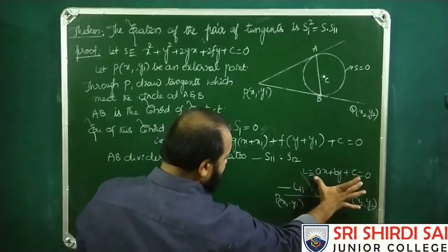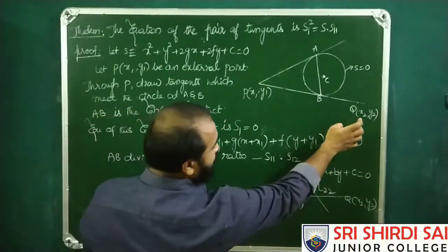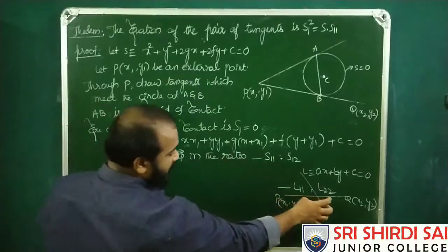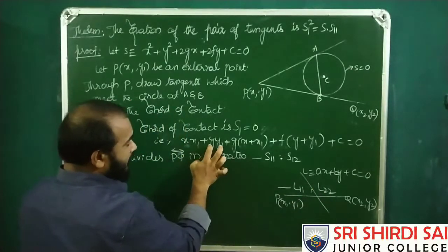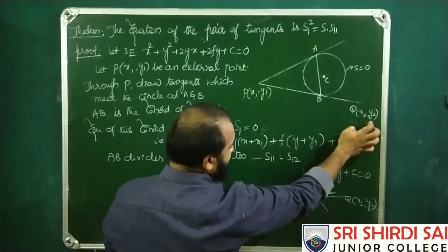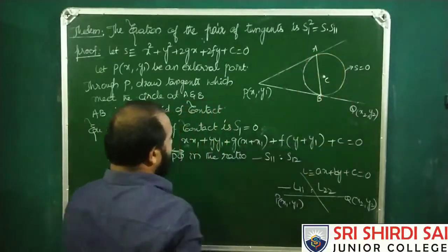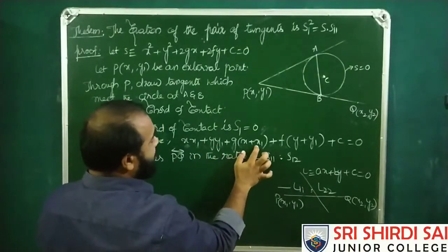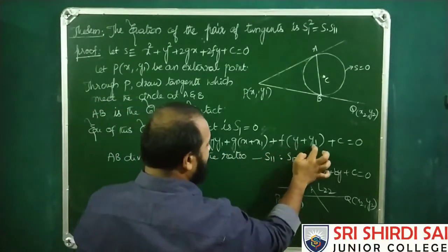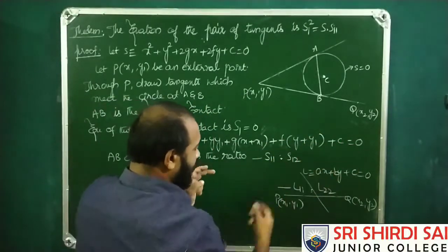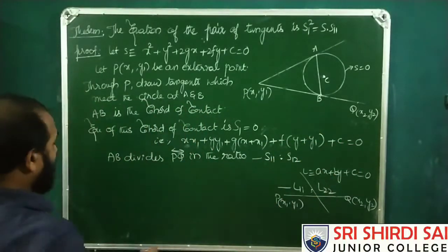Substituting x2, y2 in this line AB. So substitute x2 x1 plus y2 y1 plus g into x2 plus x1, plus f into y2 plus y1, plus c. What is this? S21 or S12? Both are the same.